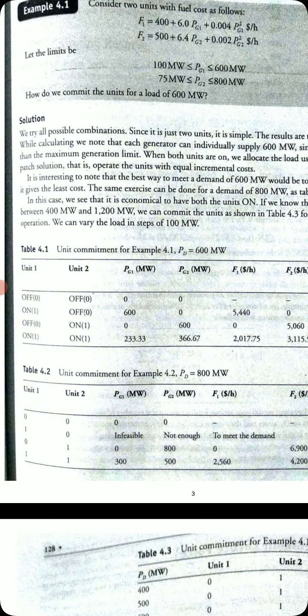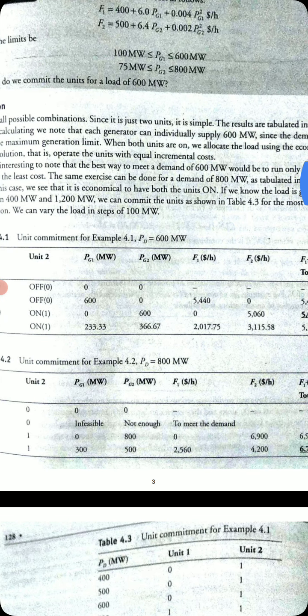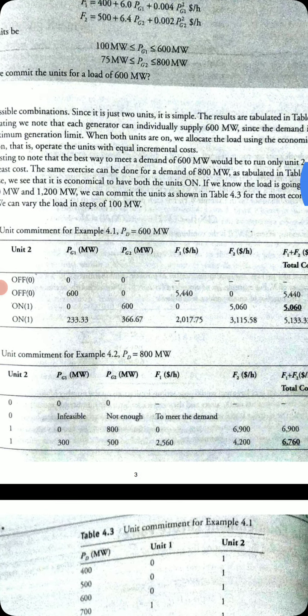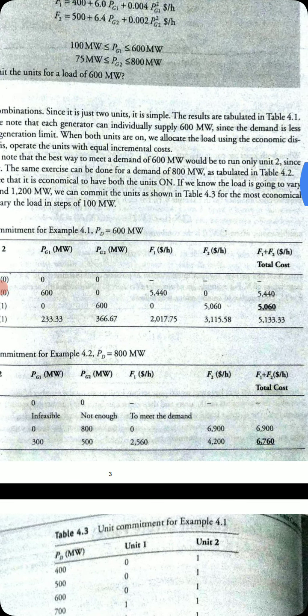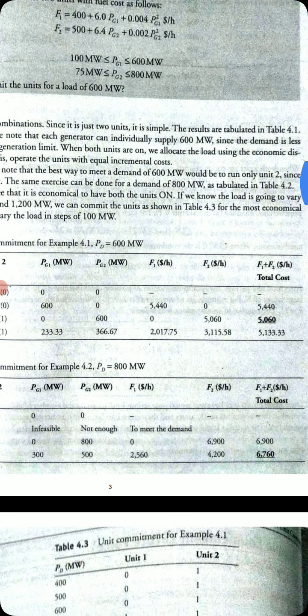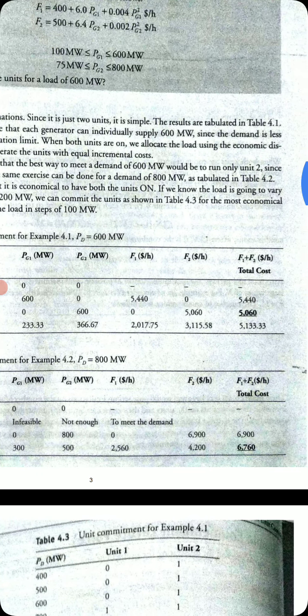Or if only the second unit is on, you can see here the first unit is off and the second unit is on. First unit generation is 0, second unit generation is 600. Obviously the first unit cost is zero. For the second unit, in the F2 equation, if you put Pg2 as 600, you will get 5060.